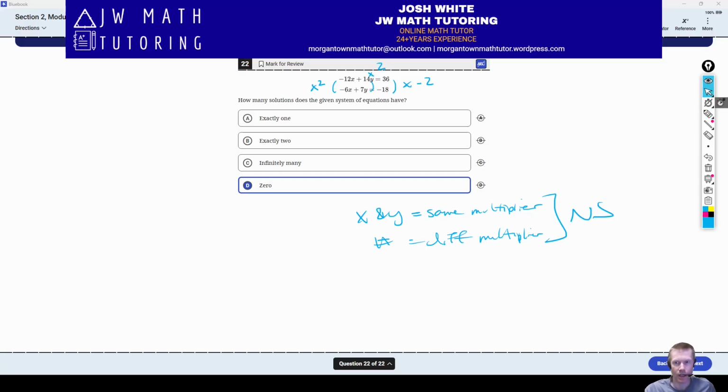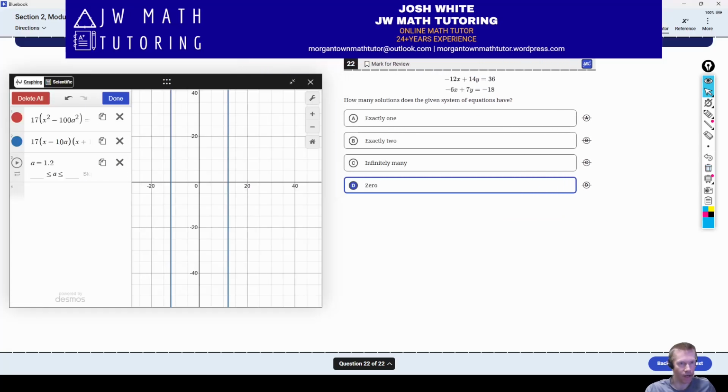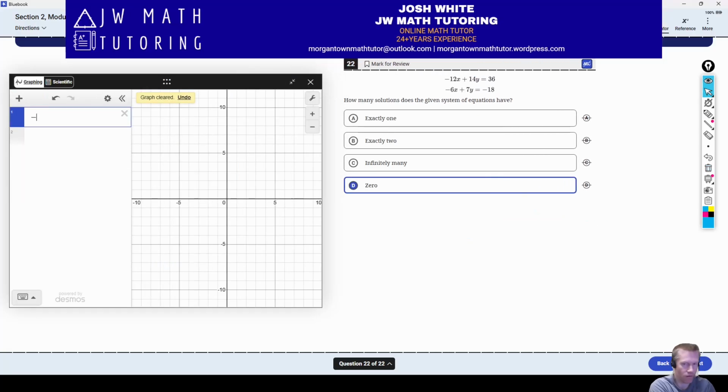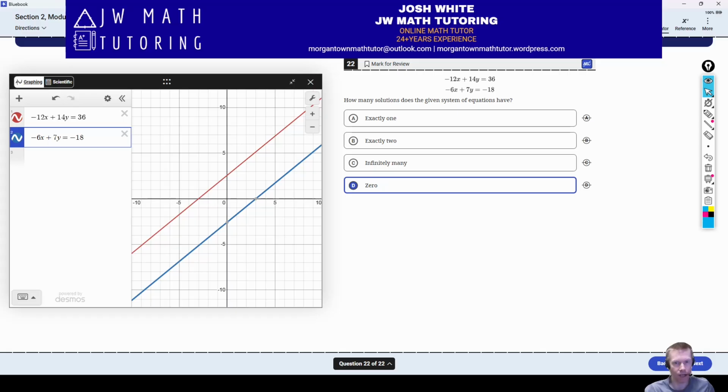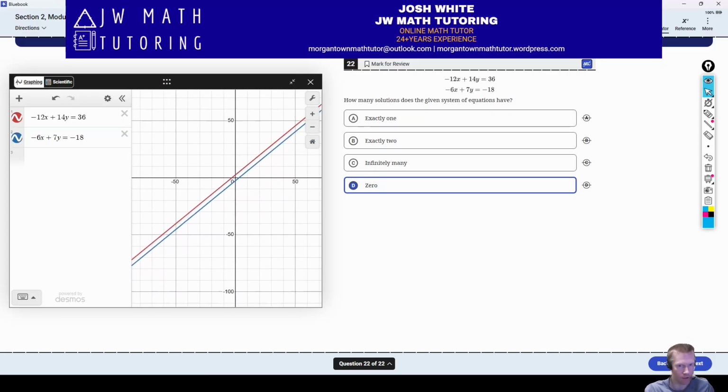All right, so that being said, the quickest, fastest way to do this one is to actually just go straight to Desmos and just graph both the lines out and just see visually what happens. So there's the first line. Here is the second line. Okay, how many solutions are there? Well, there's clearly not one. It doesn't look like they intersect.